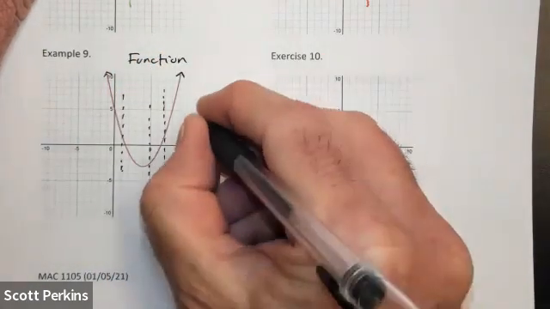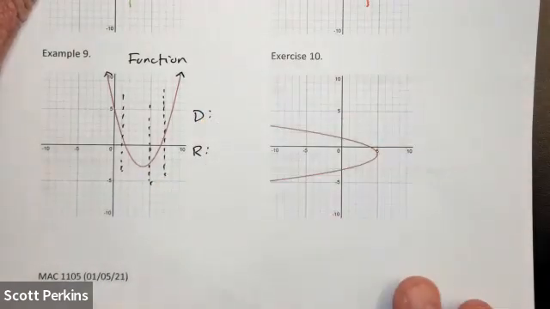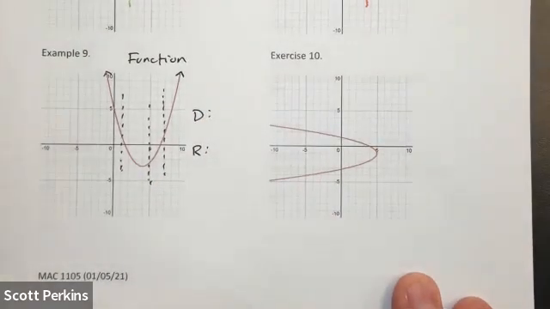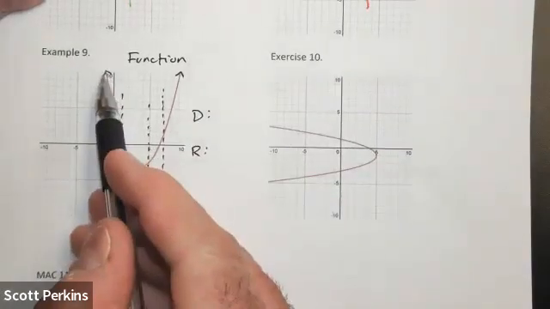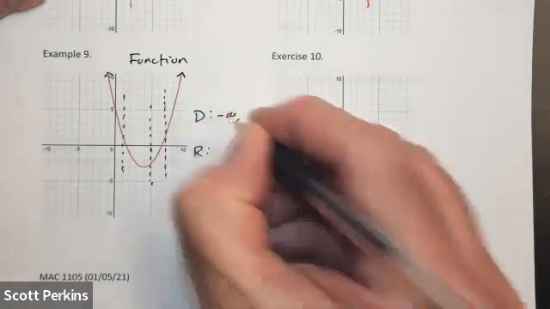Now my domain and my range. So my domain, we're looking left and right. How far left does this graph go? Yeah, forever. Okay, so that's what the arrow is telling me. That's why it's significant. And so the lower bound is negative infinity.